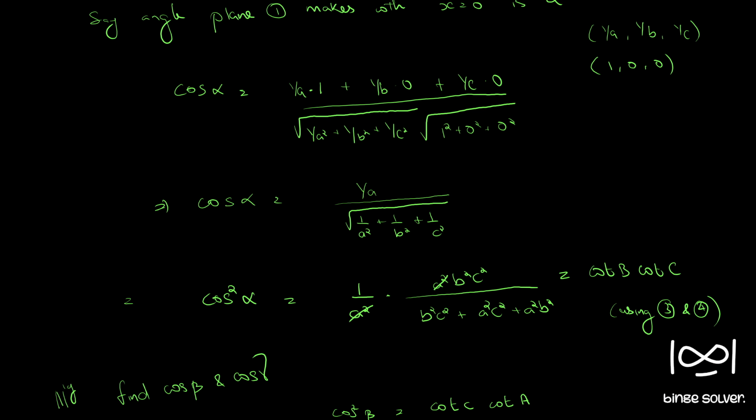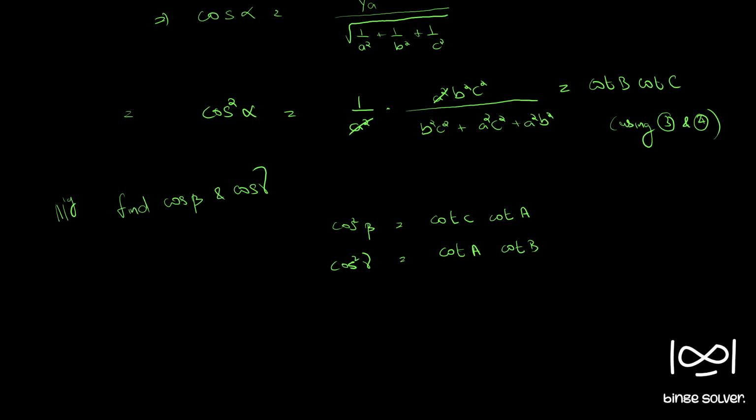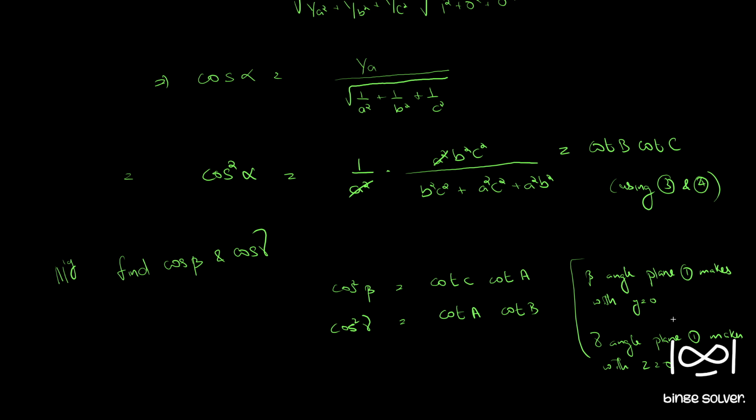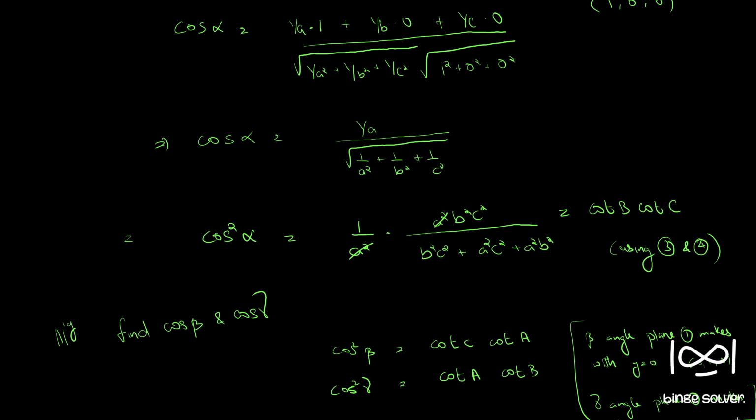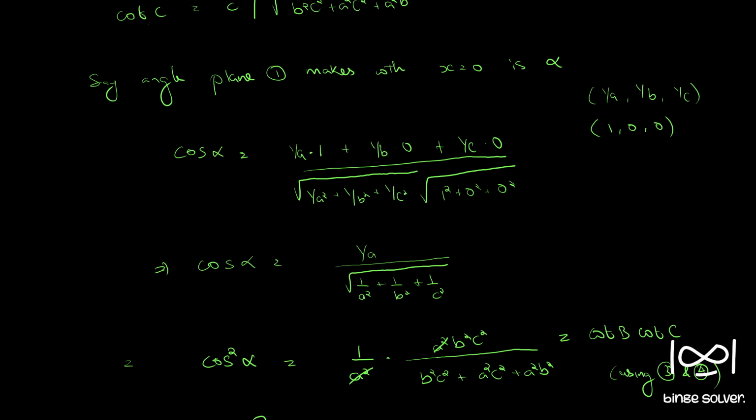Just a heads up, beta is the angle plane 1 makes with y equal to 0, and gamma is the angle plane 1 makes with z equal to 0. Here the direction ratios of plane 1 are the same, and the direction ratio of y equal to 0 is nothing but 0 1 0. You will solve the equations just like this. So yeah, that is the solution to the question.